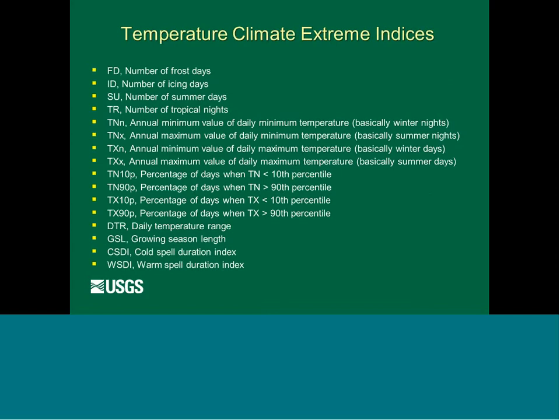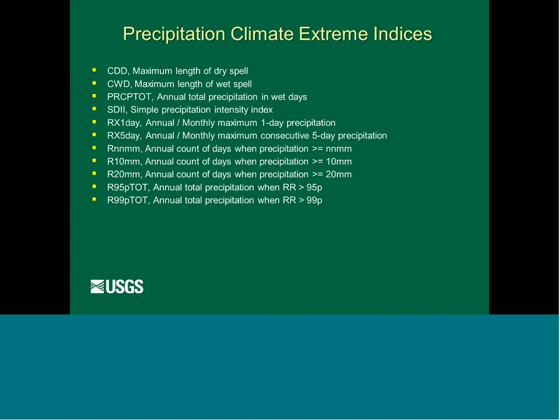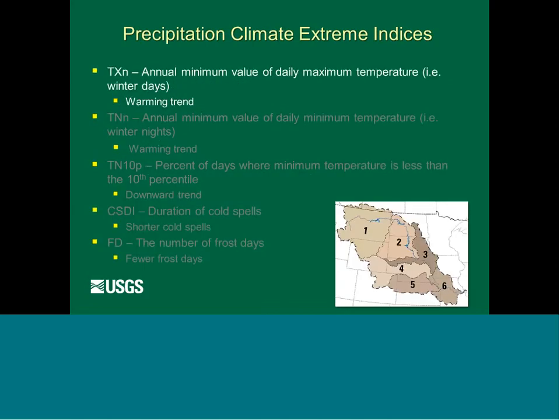Here's 16 temperature climate extreme indices. I'm not going to go through all of these, but they're basically looking at the tails of the distributions for temperature in terms of climate. And then we've got 11 precipitation climate extreme indices.